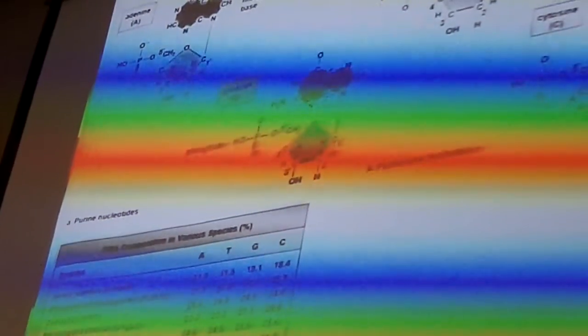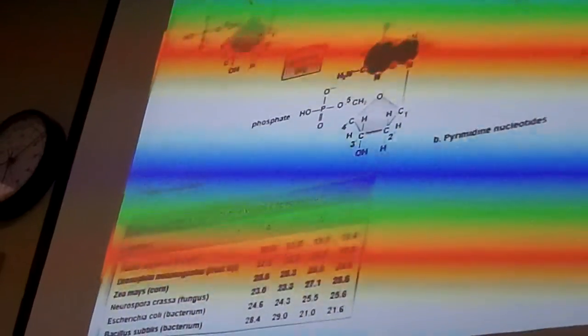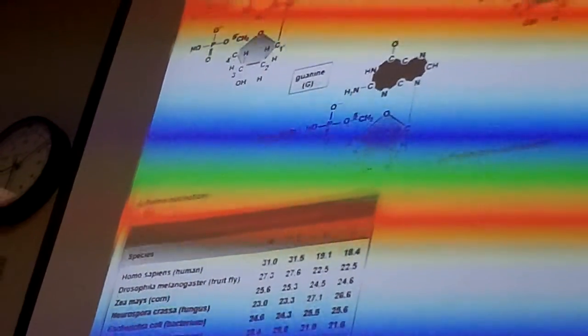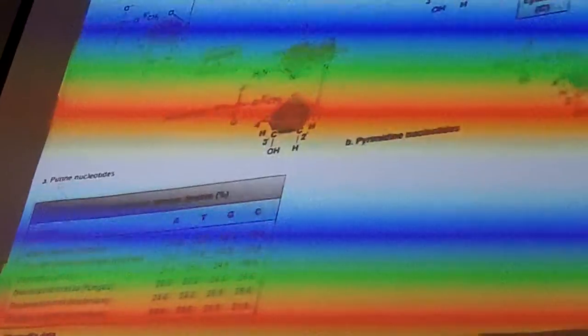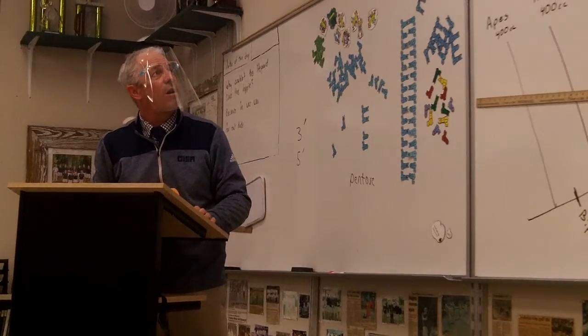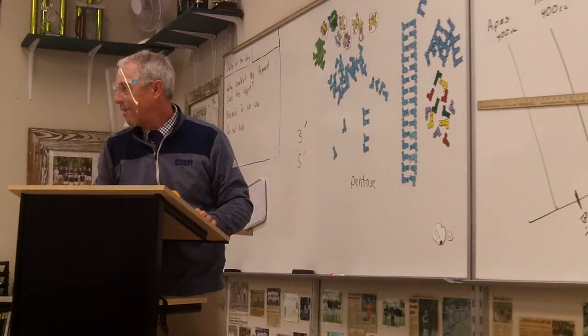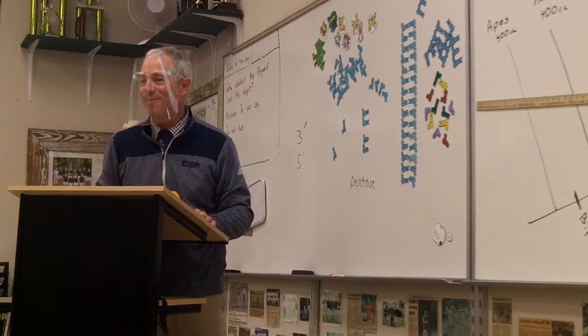So the double ring bases, the larger bases, are called the purines. G and A are purines. You know how I used to remember that? People from Georgia are pure. G and A are purines. People from Georgia are pure. That's how I remember it.